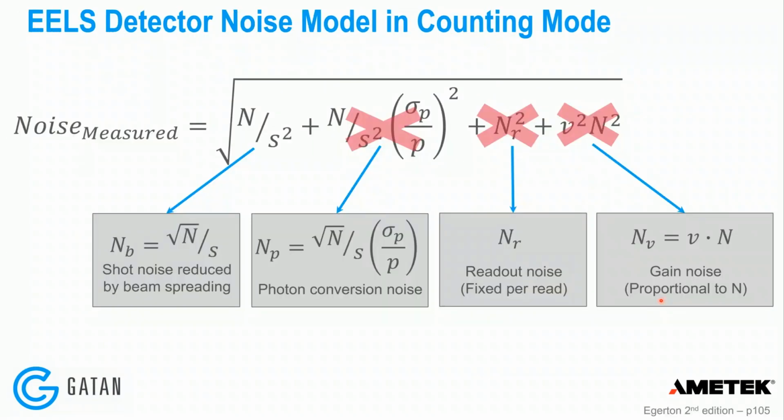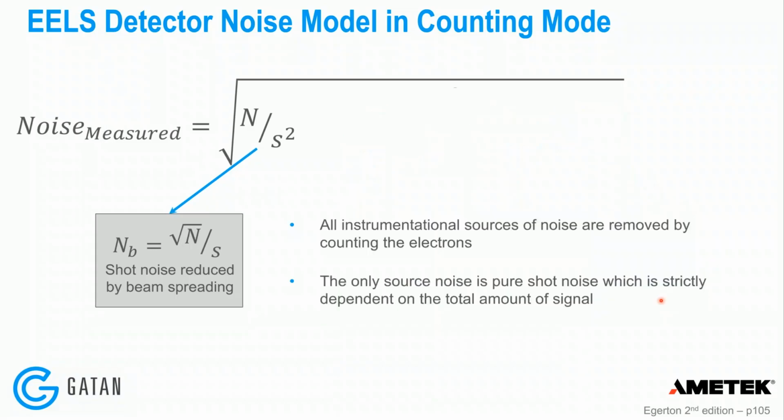The detector noise model in counting mode has 4 main factors. We have shot noise, photon conversion noise, readout noise, and gain noise. What we're doing when we're electron counting is essentially throwing away 3 of those. All the instrumentational sources of noise are removed by counting the electrons, and the only noise source left is pure shot noise, which is strictly dependent on the total amount of signal. So that's going to be good for EELS.